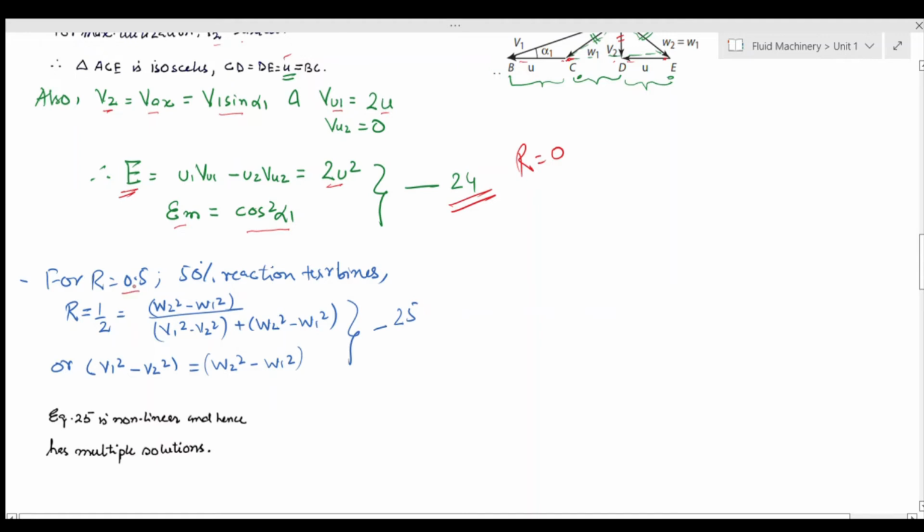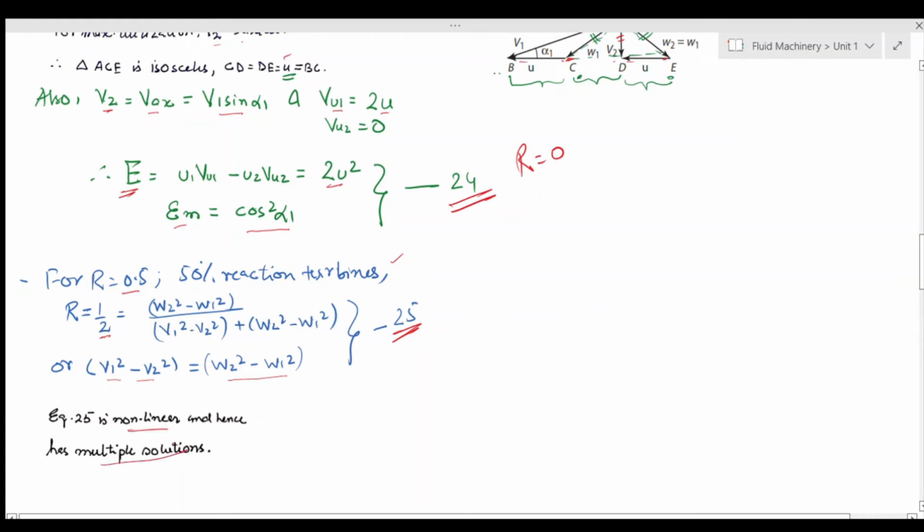अब हम नेक्स्ट डिस्कस करते हैं व्हाट हैपेंस व्हेन R equals to 0.5 or we are talking about 50% reaction turbines. Putting R equal to half in the expression for degree of reaction, we would get that V1 square minus V2 square would be equal to W2 square minus W1 square, and this is our equation 25.